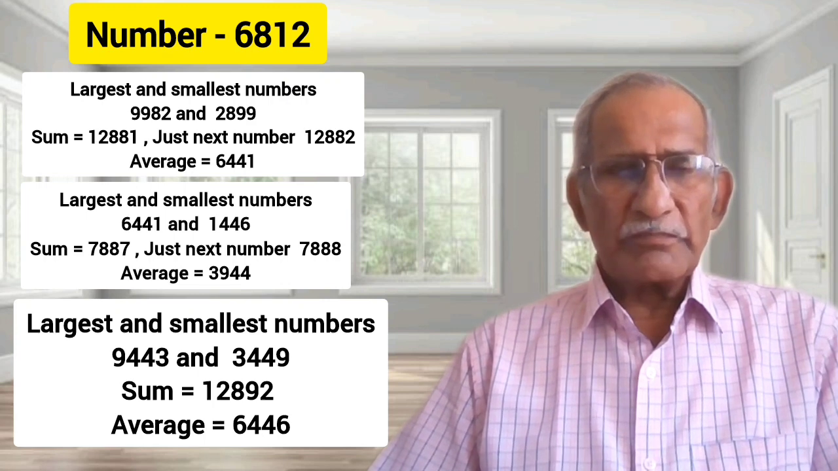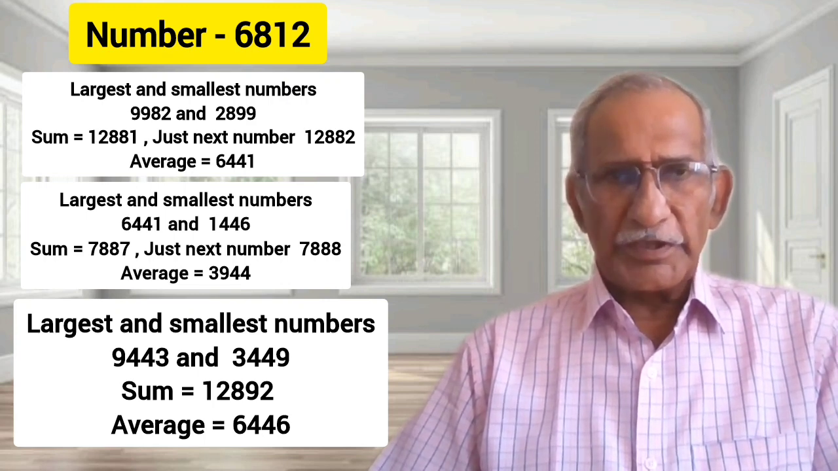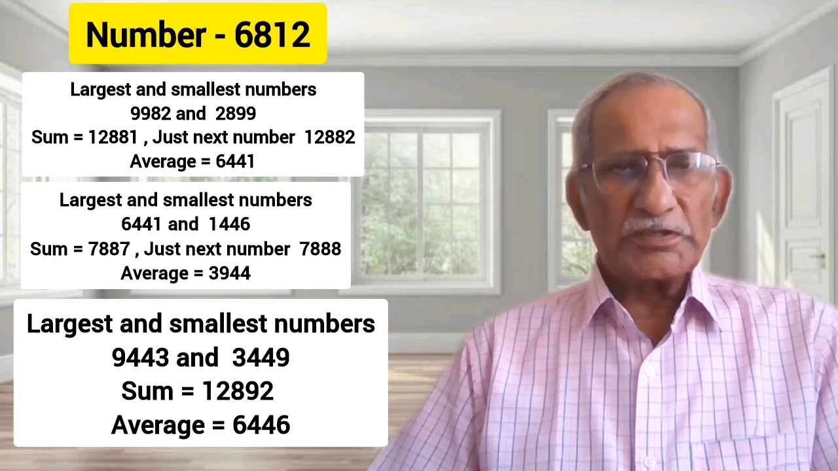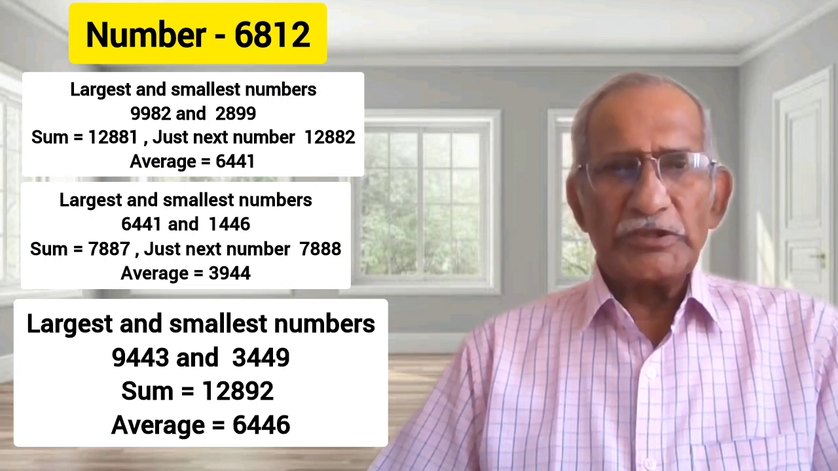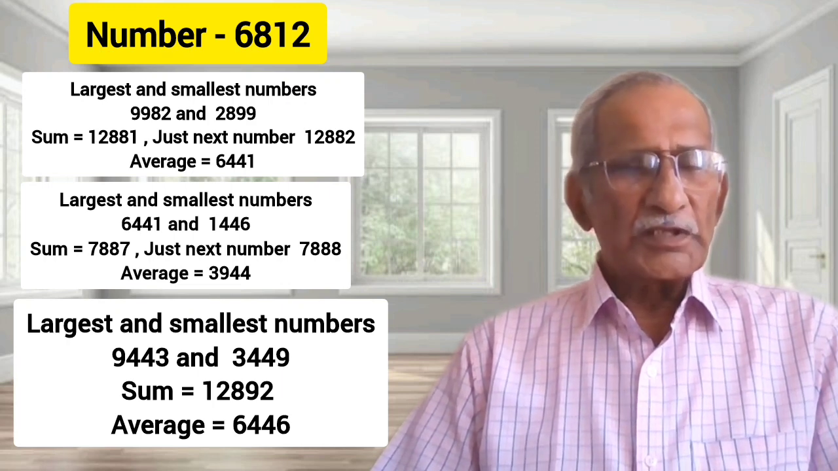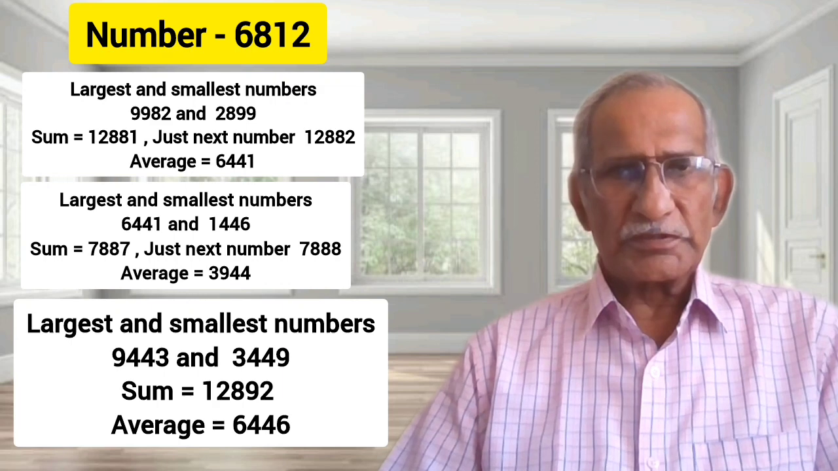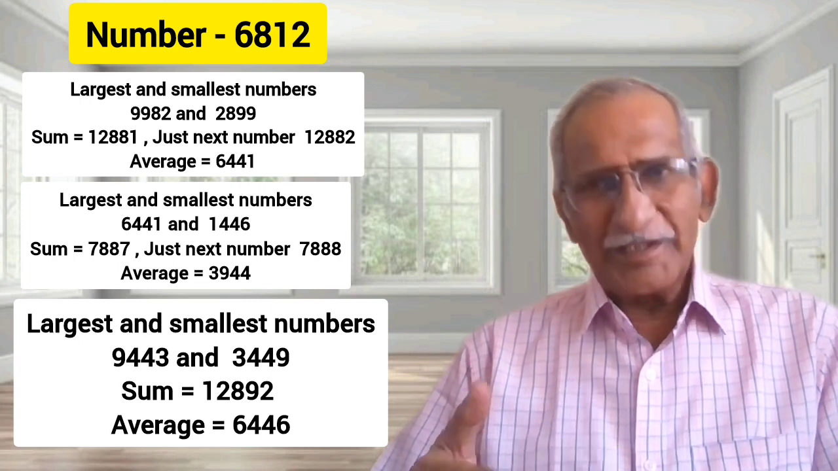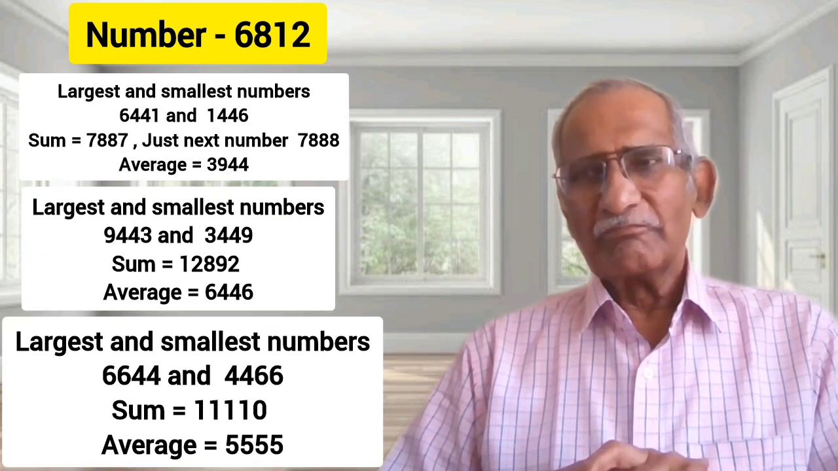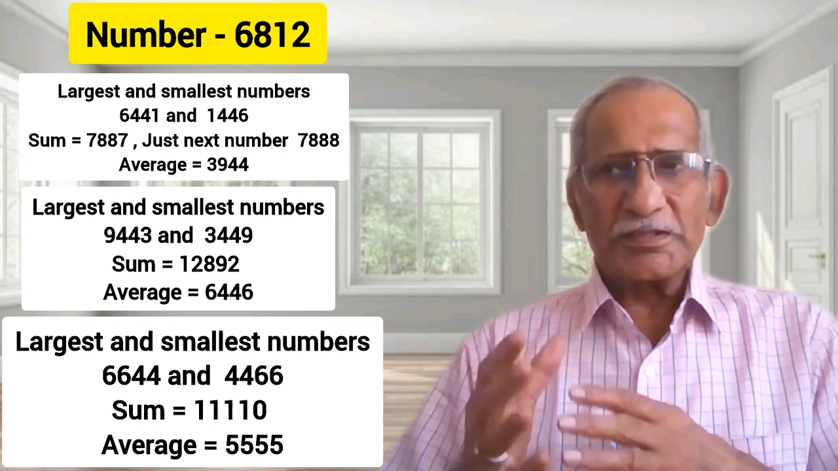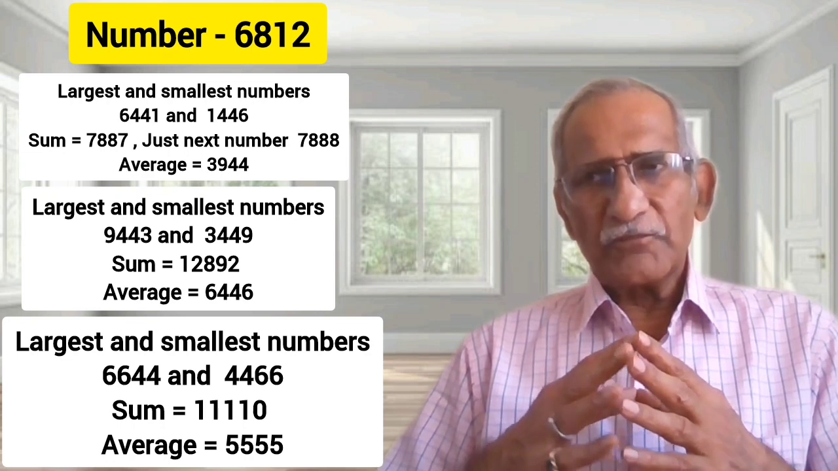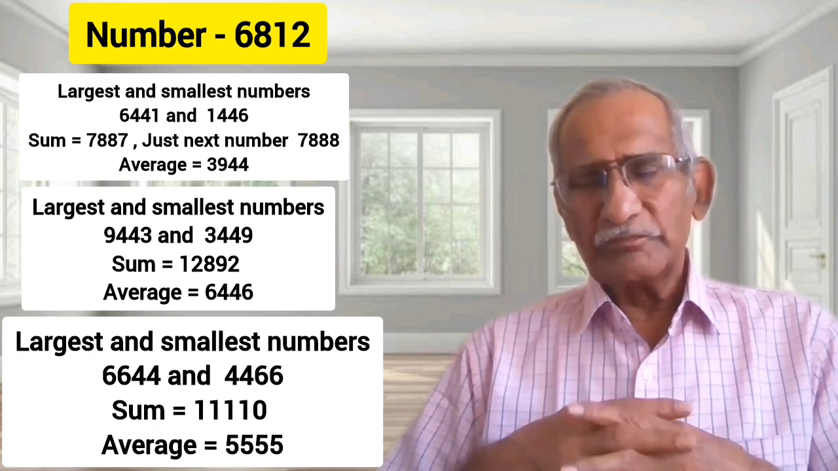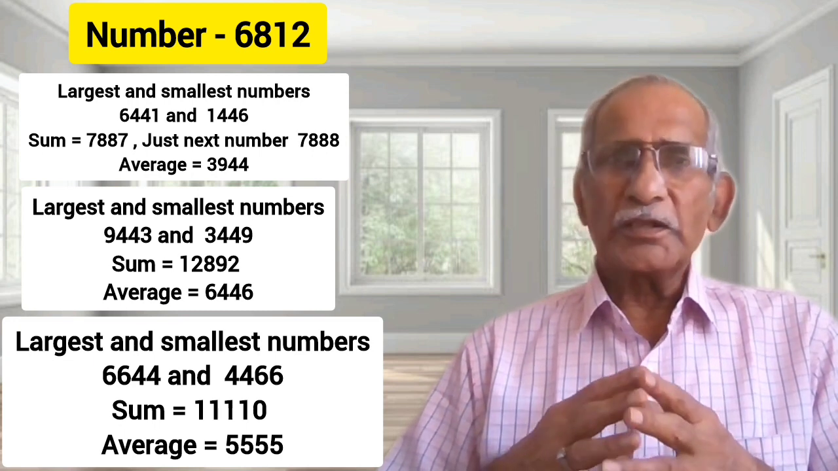Again, the largest and the smallest numbers are 9443 and 3449. The sum is 12892. Its average is 6446. Again, the largest and the smallest numbers are 6644 and 4466. The sum is 11110. The average is 5555.